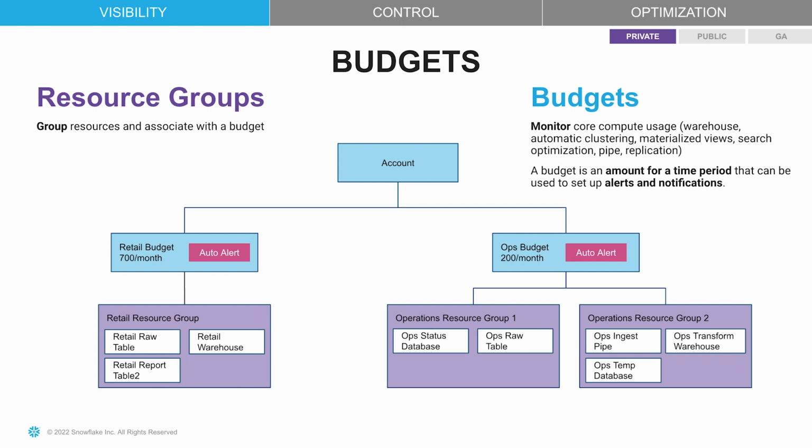Because my retail group operates on different warehouses and tables, and my operations group here is operating in a couple of different databases, as well as having serverless features. So I can put these resource groups together and then monitor budgets at something higher than an account or a warehouse. This is a great little feature that's coming.